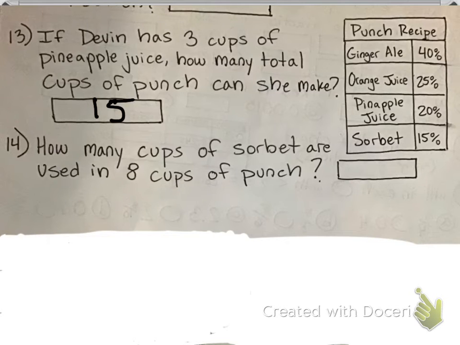How many cups of sorbet are used in 8 cups of punch? Is 8 going to be our part or our whole? Madison, 8 is our part or whole?